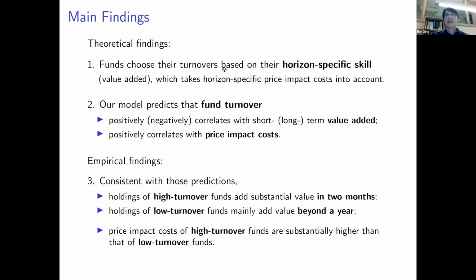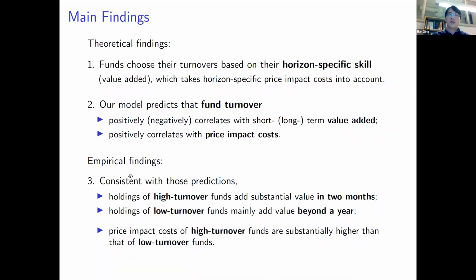Our main findings can be summarized as below. Theoretically, we find that funds choose their turnovers based on their horizon-specific scale, which is measured by the value added measure first proposed by Berk and van Binsbergen in 2015, and that takes horizon-specific price impact cost into account. So not only alpha, but also the price impact cost. Secondly, our model predicts that fund turnover positively correlates with the short-term value added and negatively correlates with the long-term value added. And also that fund turnover positively correlates with the price impact cost.